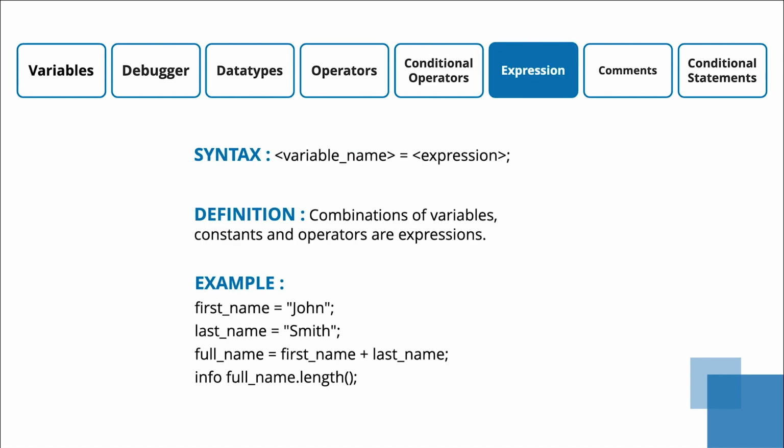The next thing is expressions. A combination of variables, constants, and operators are expressions, very simply put. Every piece of code you're looking at right now is an expression. This example shows you how to concatenate your first name and the last name so that you get a full name. And at the end of it, we're trying to figure out the length of your full name.